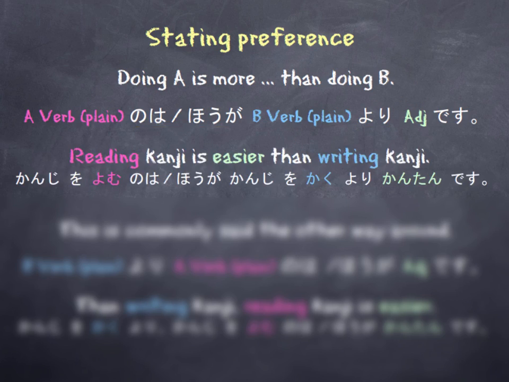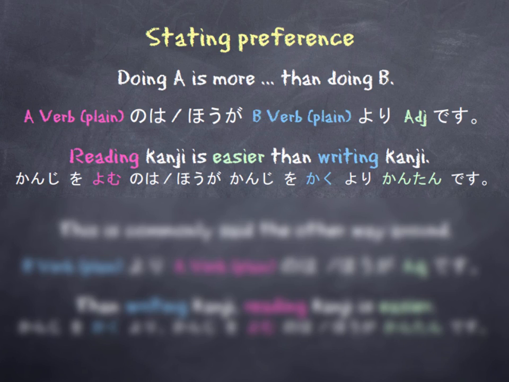So, for example, reading kanji is easier than writing kanji. Kanji o yomu no wa kanji o kaku yori kantan desu. Or, kanji o yomu hou ga kanji o kaku yori kantan desu.